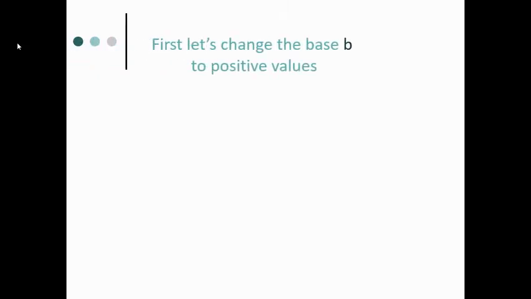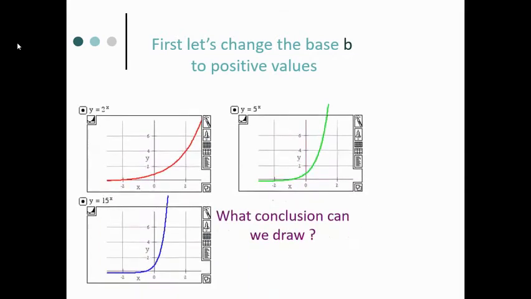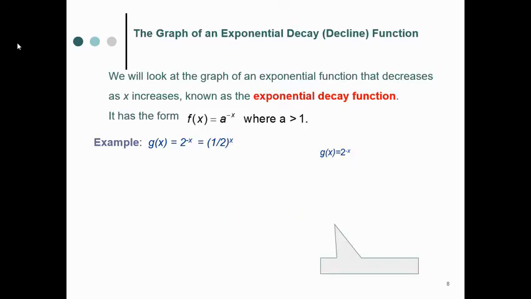First, let's change the base b to different positive values. So notice the first graph in red, where y is equal to the base 2 to the exponent of x. Now we have changed to the second graph in green, where y is equal to base 5. And then in the third graph in blue, y is changed to the base 15. Notice how much steeper the curve is, but still you have a y-intercept of 1.